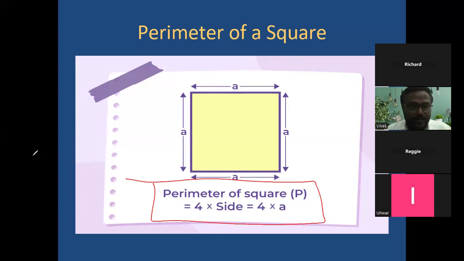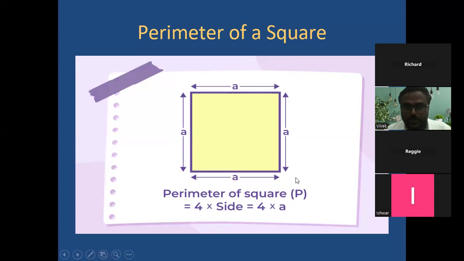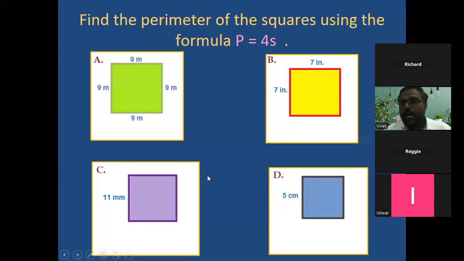If you've written it down, I'll move ahead to solving some questions. Now, I will solve the first two, and the next two you guys need to solve. So I'll be solving the perimeter for shape A, the perimeter for this square. The side is nothing but 9. So I'll just call this A.